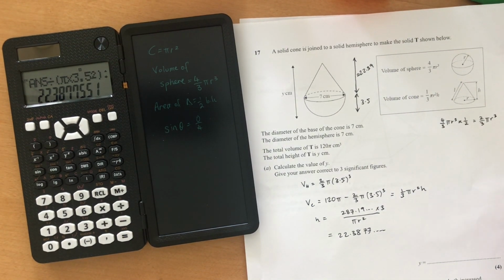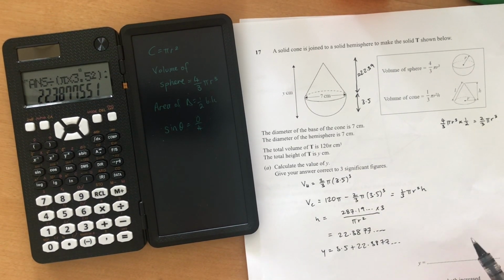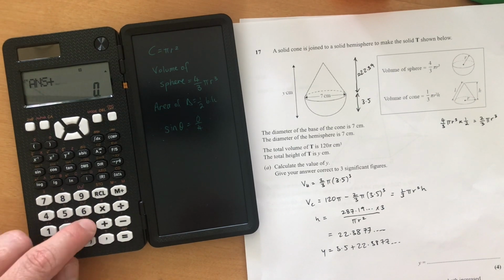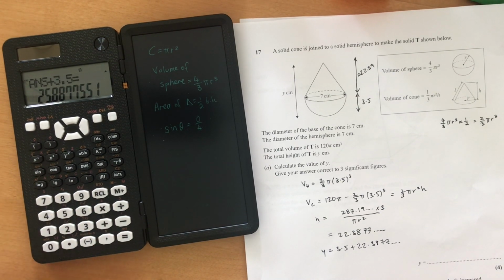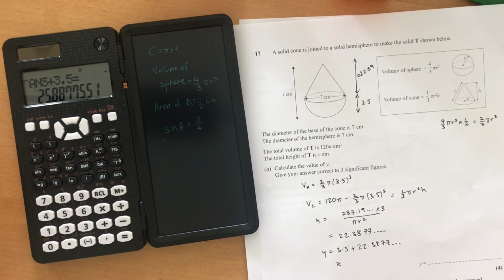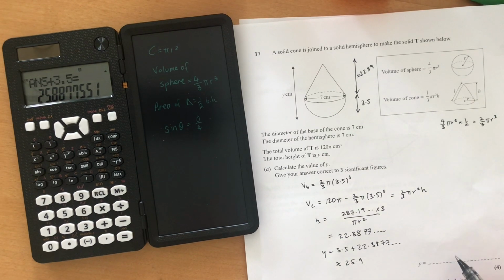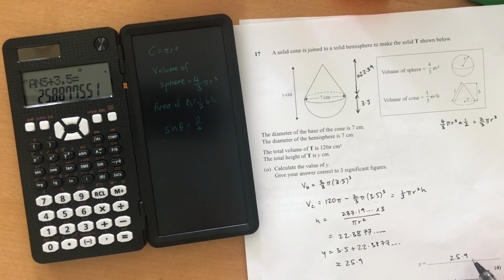So to work out y, we just need to add those together, right? So y is going to be 3.5 plus our answer here. So just add on 3.5, and we get 25.8877, and we need it to 3 significant figures. So rounding that off, the number after the decimal place is the 3rd significant figure, so it's going to be 25.9. So final answer, 25.9 centimeters.